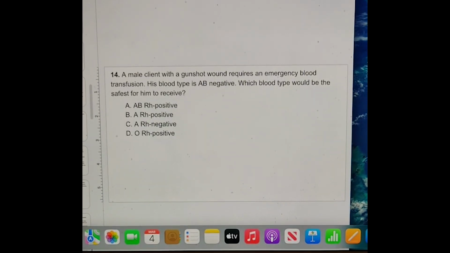Anyways, question 14. A male client with a gunshot wound requires an emergency blood transfusion. His blood type is AB negative. Which blood type would be the safest for him to receive? Is it AB Rh positive, A Rh positive, A Rh negative, or O Rh positive? What are we thinking?